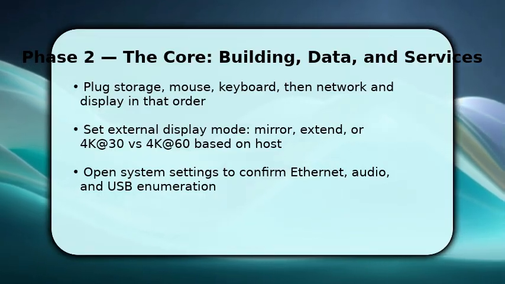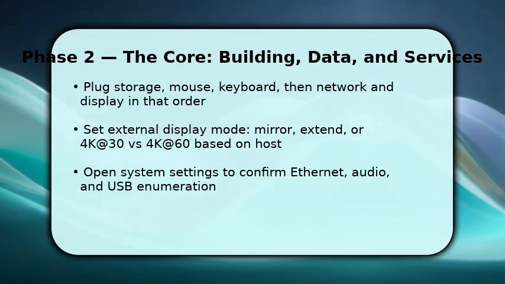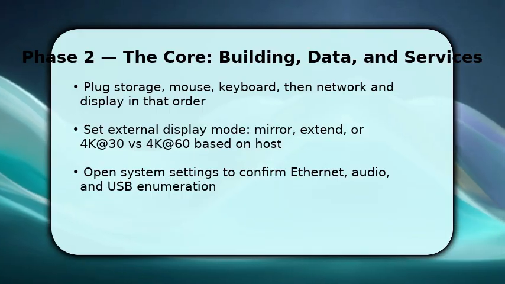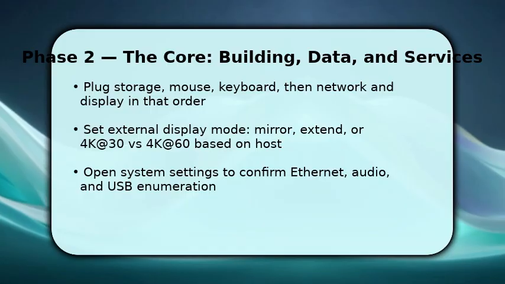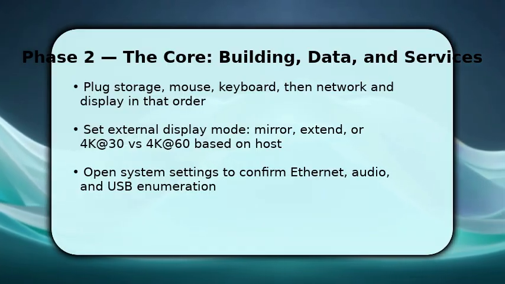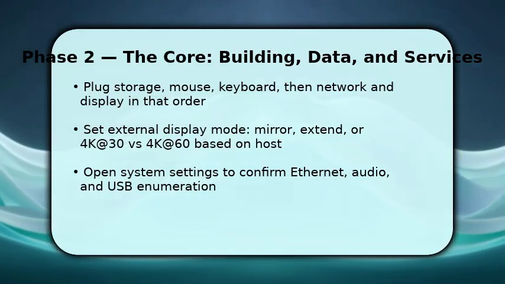Once connected, open network and sound settings to verify Ethernet link and audio output. If a device doesn't appear, try another hub port. Many hubs enumerate devices differently, and a simple switch resolves conflicts.